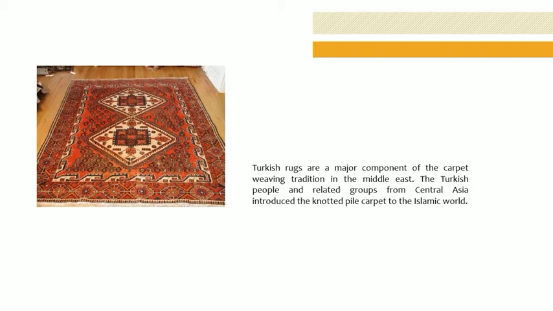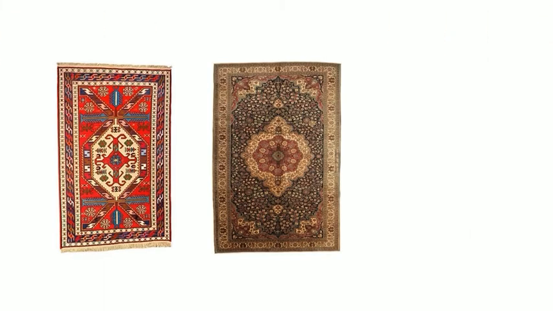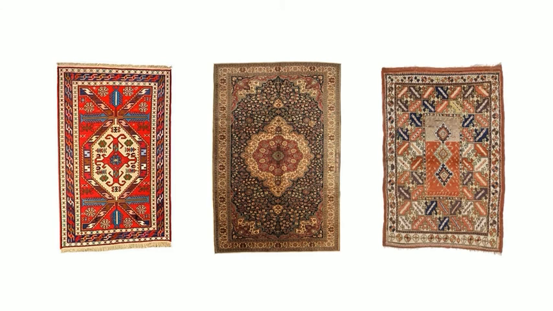The Turkish people and related groups from Central Asia introduced the knotted pile carpet to the Islamic world. The largest and oldest collection of early Oriental rugs comes from Turkey. Rug weaving in Anatolia first began with the arrival of the Turkish tribes from Central Asia who settled in this region. Anatolian rugs form a branch of ethnic Turkish rugs. Some of the oldest examples known are the 18 surviving pieces woven by the Seljuk Turks in the 13th century.